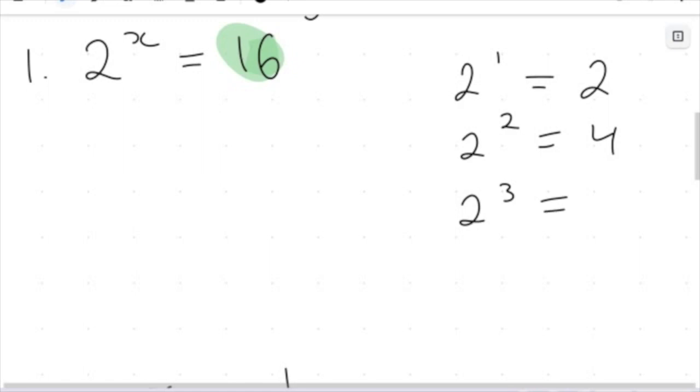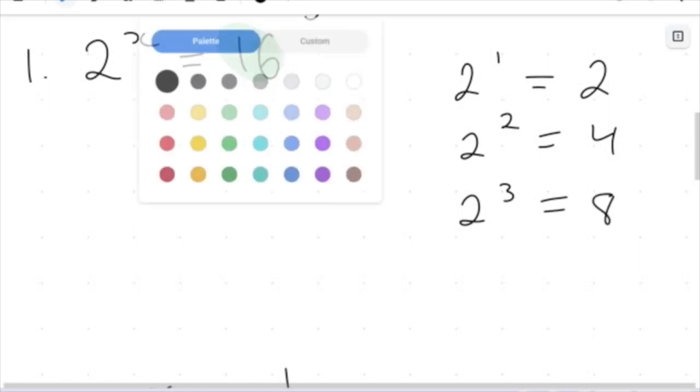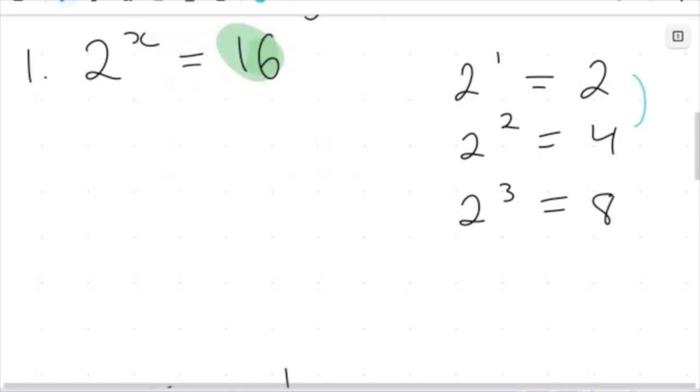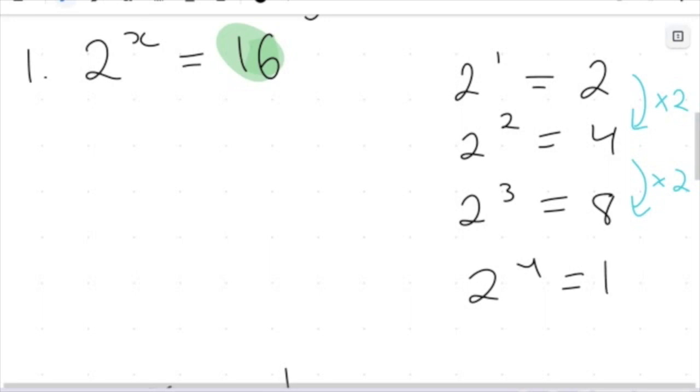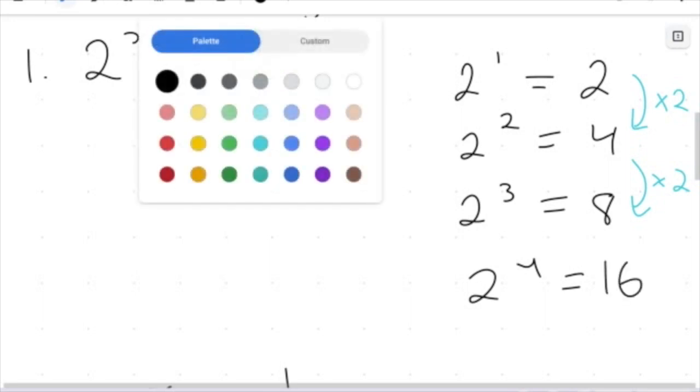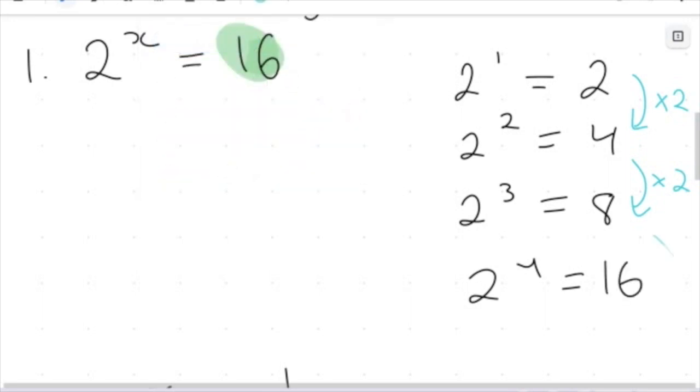2 to the power of 3 equals 8. And you can hopefully see here, as we go down, our number is always doubling. So if this were to keep doubling, if I go up one more power, 2 to the power of 4, that's going to be 16. Because once again, my numbers will continue doubling.